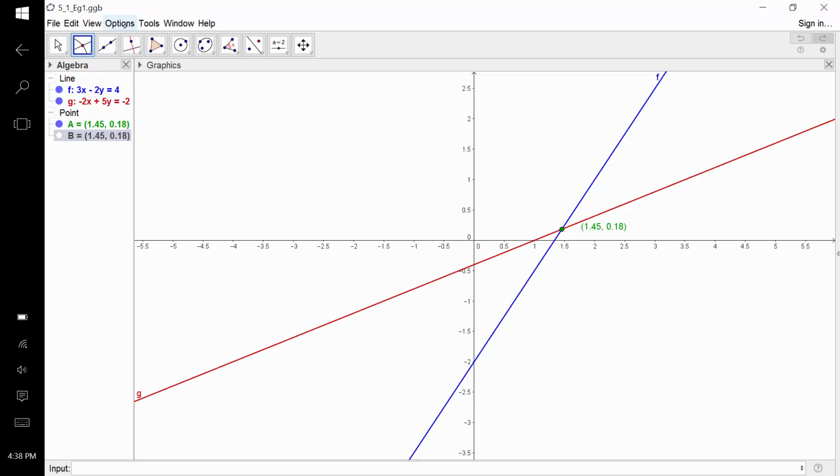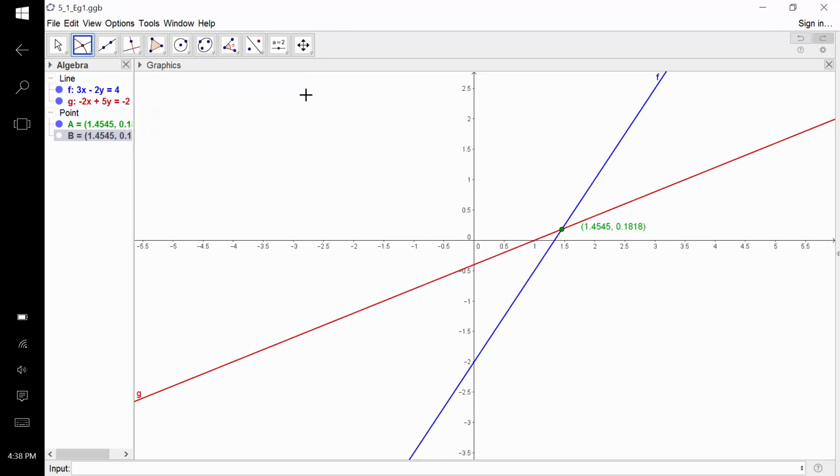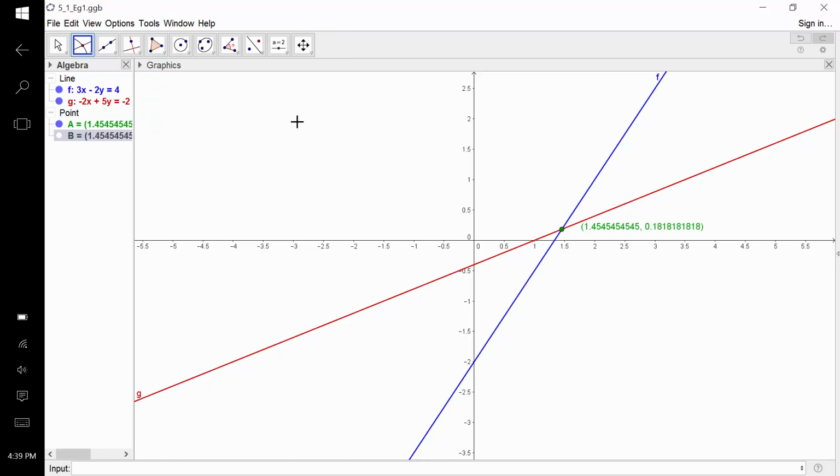The maybe one downside here is that GeoGebra doesn't give me exact answers. It gives me decimal answers. 1.4545, 0.1818. Those sound like repeating decimals to me. Let's add a few more decimal places. Oh, those definitely look like repeating decimals. So repeating decimals, those came from some sort of fractions, so we got some rational answers.